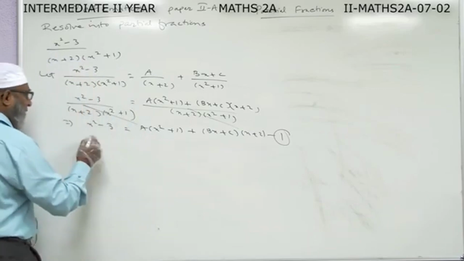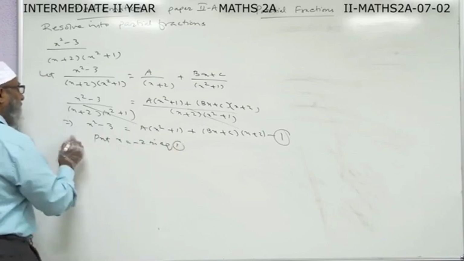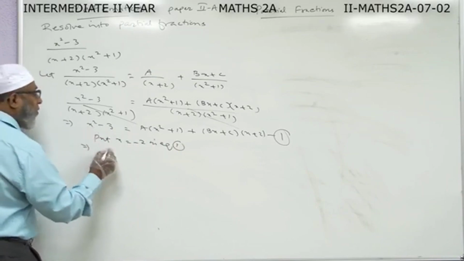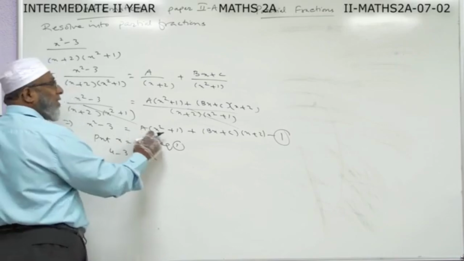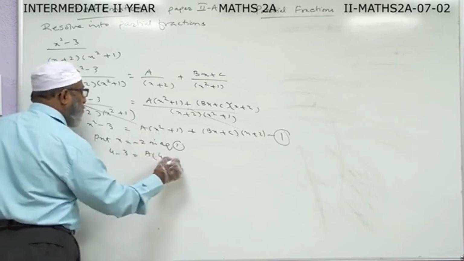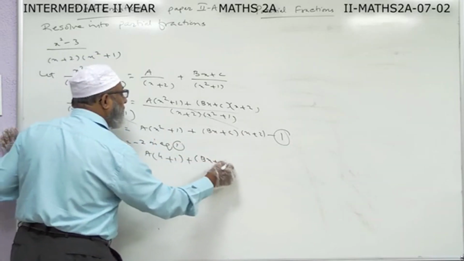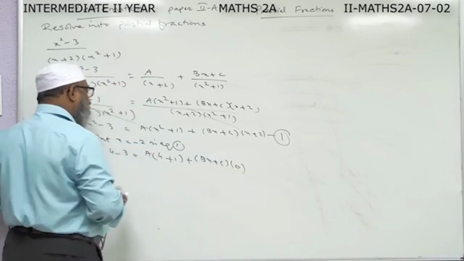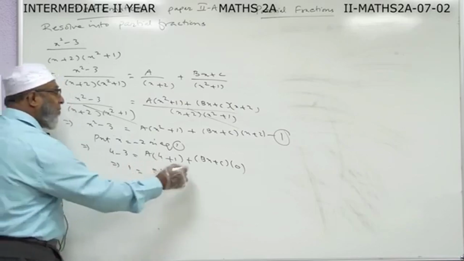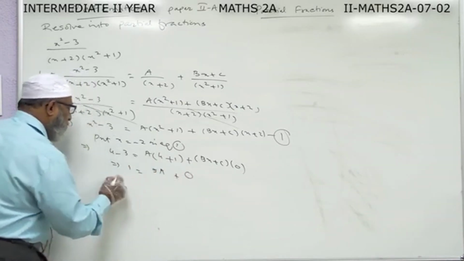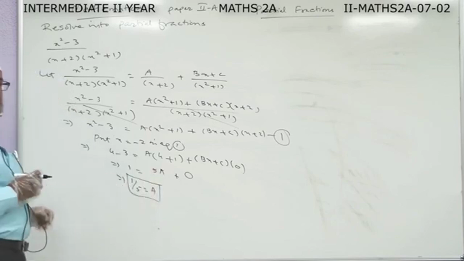So I am doing the same thing. Put x is equal to minus 2 in equation 1. Now if I put minus 2 here, minus 2 squared becomes 4. 4 minus 3 is equal to a into minus 2 squared plus 1, that is 4 plus 1. Plus, if I put minus 2 here, minus 2 plus 2 becomes 0. So 4 minus 3 is equal to 1, is equal to 4 plus 1, which is nothing but 5a, plus this will become 0. So it means that 1 by 5 is equal to a. So I got the value for a as 1 by 5.